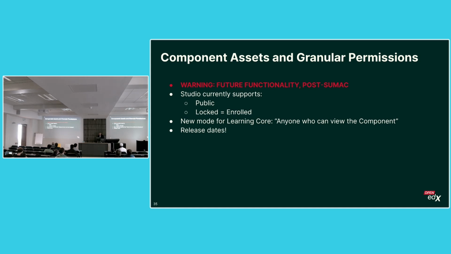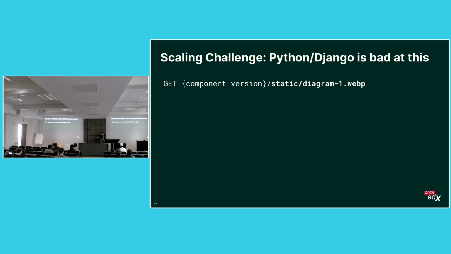That means that you can tie assets to release dates, to enrollment tracks, to cohorts, to milestones and prereqs. All the things that affect visibility for XBlocks would do the same for static assets associated with those. Now, there's a scaling challenge here because Python Django is really bad at serving large static files.